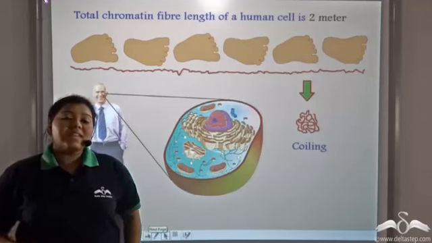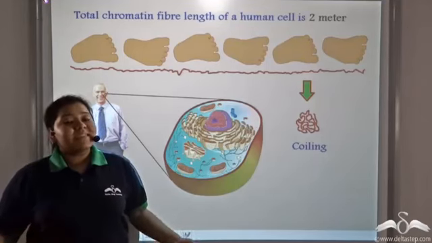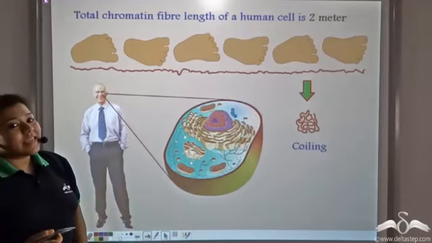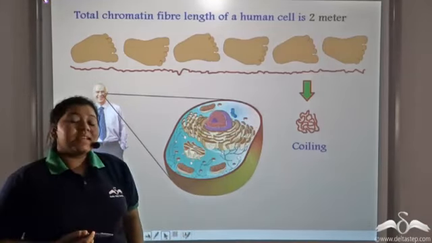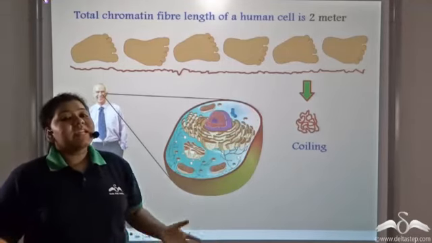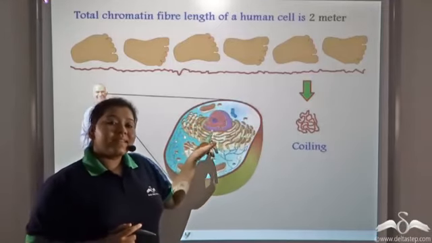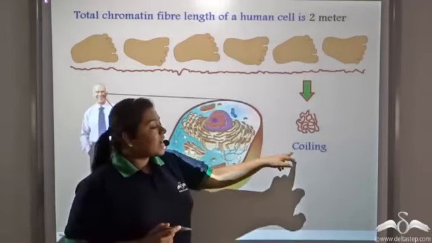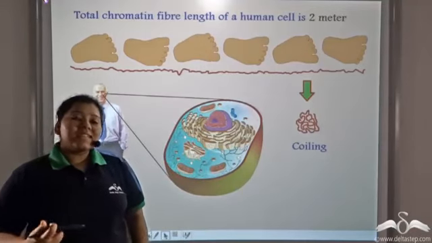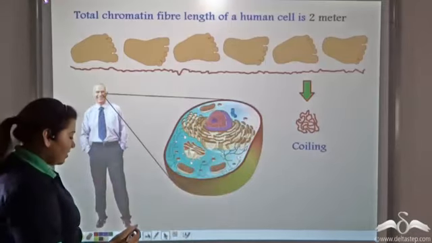Now, to accommodate so many character-giving regions, the chromatin fiber length has to be very long. The total chromatin fiber length in a human cell is about 2 meters. Now, how does 2 meters get accommodated into this tiny nucleus? Well, because of its highly coiling feature, the chromatin fiber can easily get accommodated into this tiny nucleus.